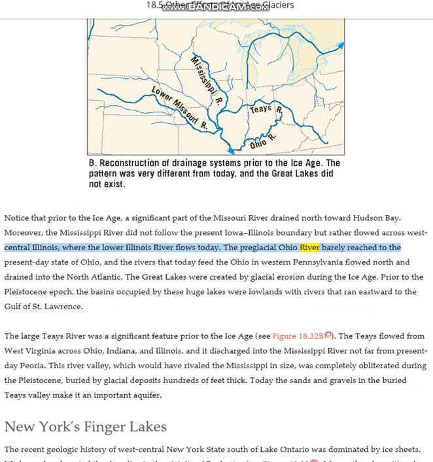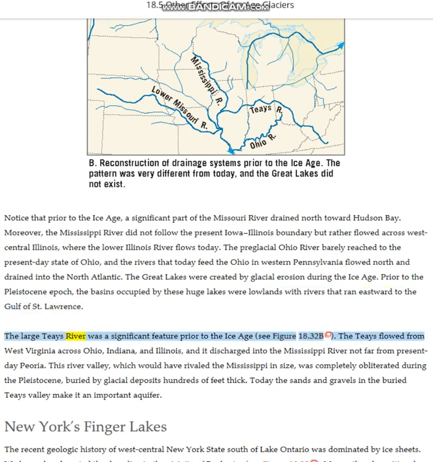The preglacial Ohio River barely reached to the present-day state of Ohio, and the rivers that today feed the Ohio in western Pennsylvania flowed north and drained into the North Atlantic. The Great Lakes were created by glacial erosion during the Ice Age. Prior to the Pleistocene epoch, the basins occupied by these huge lakes were lowlands with rivers that ran eastward to the Gulf of St. Lawrence.